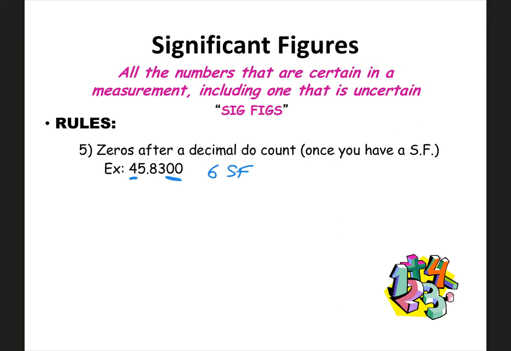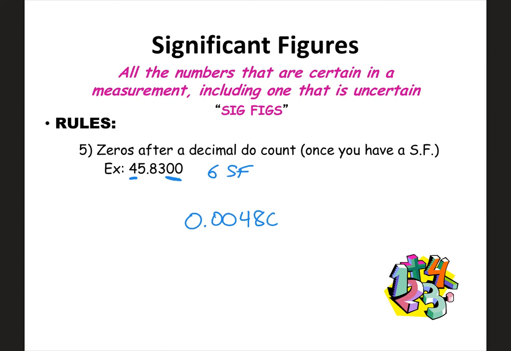So let's try some other examples here. Let's just say I had 0.0048. If I asked you how many sig figs that number has, it would only have 2 sig figs, all right? The zeros don't count until you reach your first sig fig. The 4 is the first sig fig, and then the 4 and the 8 count. So that would just have 2 sig figs.